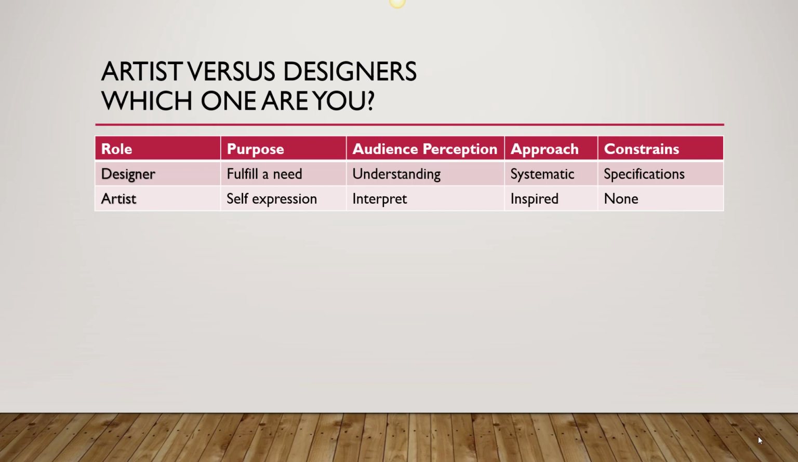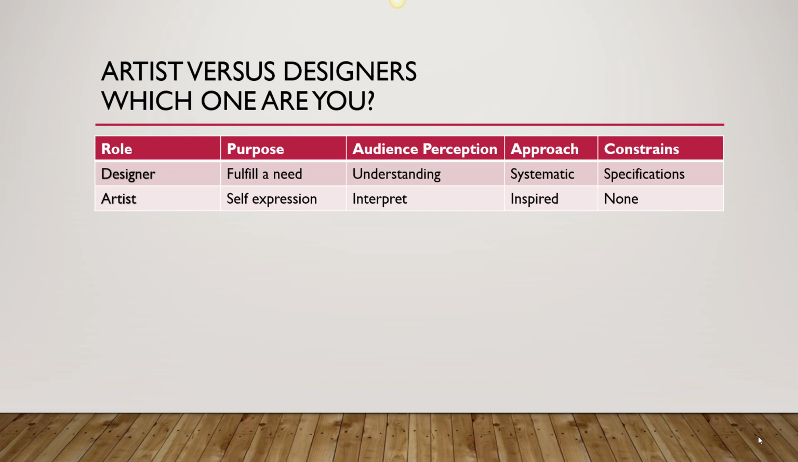Before we decide this, let's go over some of the characteristics of each one. So an artist's purpose is to self-express something. The designer needs to fulfill a very specific need. From the perspective of the audience, the designer seeks understanding and communicates something. The artist can leave it up to interpretation.